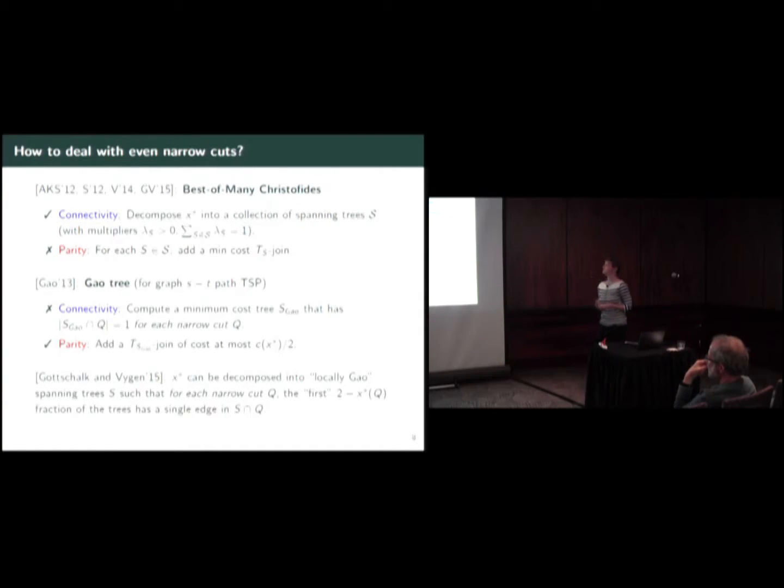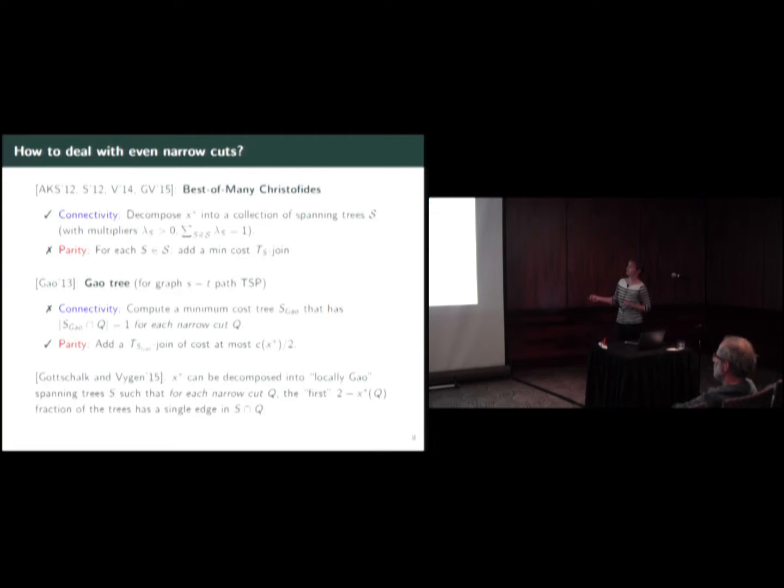Okay, so one last thing from the recent literature that is going to be helpful for us as well is what Gottschalk and Vygen showed last year. They showed basically a generalization of the idea of Gao. They showed that x star can be decomposed into what I'll call locally Gao trees. So it's a collection of trees with an order associated with it, such that for each narrow cut Q, the first 2 minus x star of Q fraction of the trees have one edge in that cut, right?